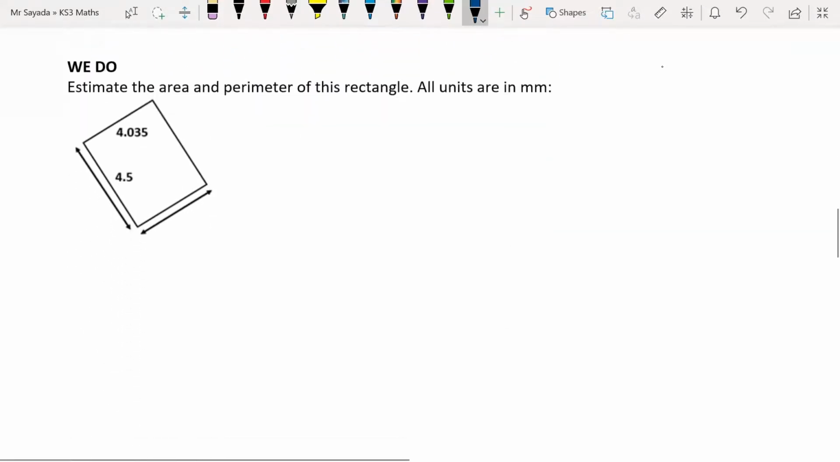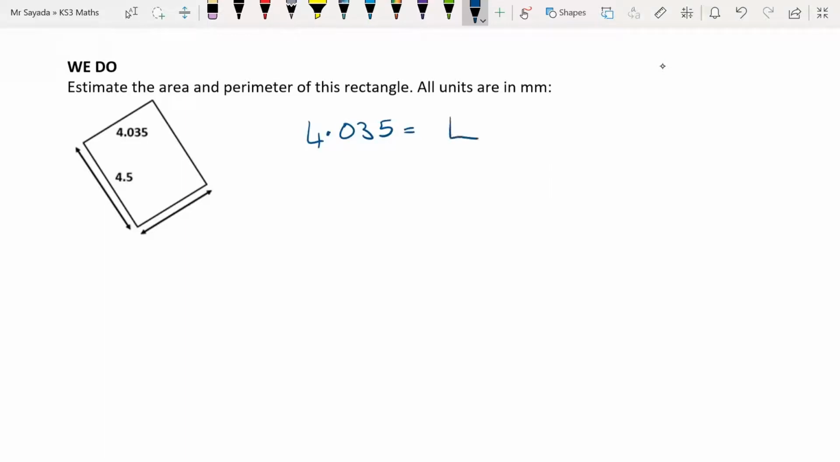Let's do this example together. Pause the video, have a go at the question, press play once you're ready. You should have now had a go at this question. So what should we do first? Say your answer to the video. The first thing we should do is round each number to the nearest unit. So what is 4.035 to the nearest integer? Say your answer to the video now.